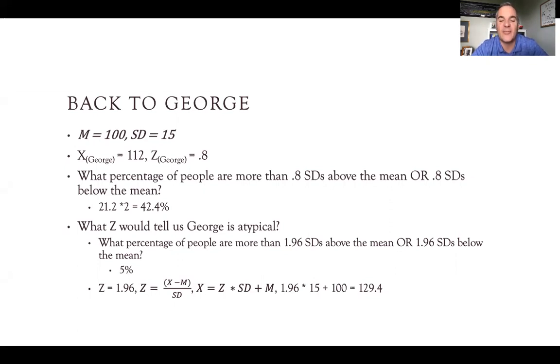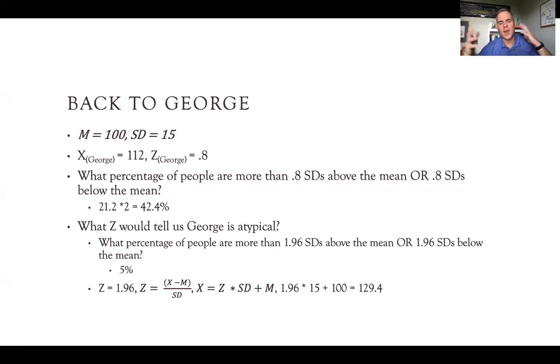He is very far from the mean because he is now at least 1.96 standard deviations away from the mean. And we know that only 5% of people are at least 1.96 standard deviations away from the mean. So if he'd gotten a 129.4, we would say he is atypical. He's very far from the mean. Because his actual score is 112, we say he's typical. We can't say that he's atypical because he's only within 0.8 standard deviations of the mean.